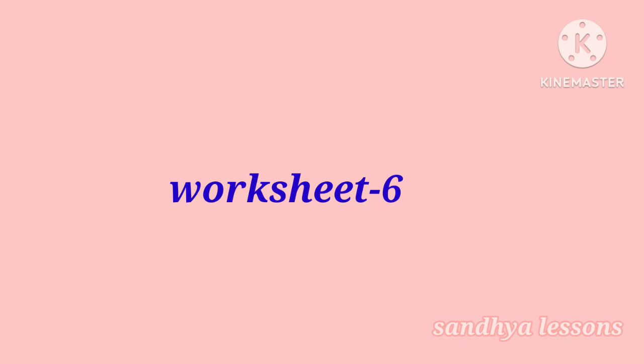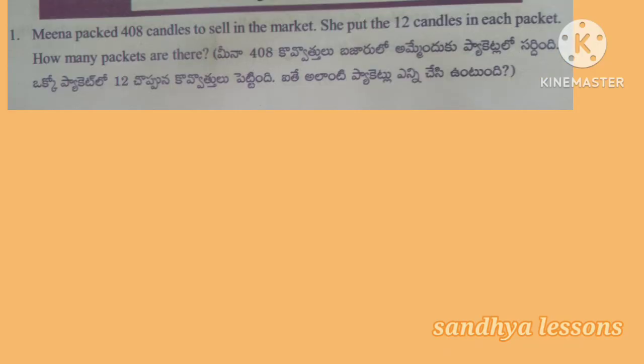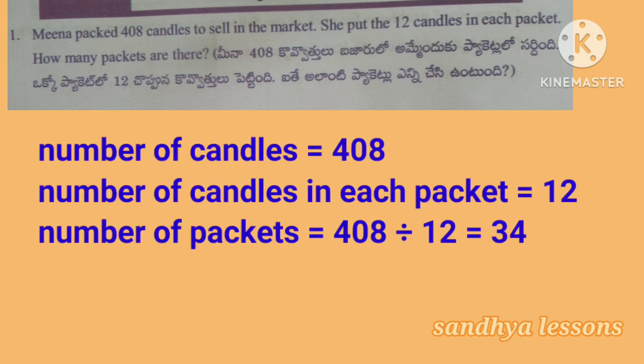Worksheet 6. First problem. Meena packed 408 candles to sell in the market. She put 12 candles in each packet. How many packets are there?